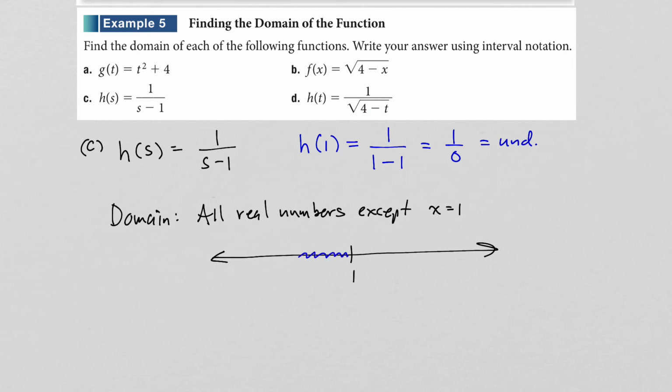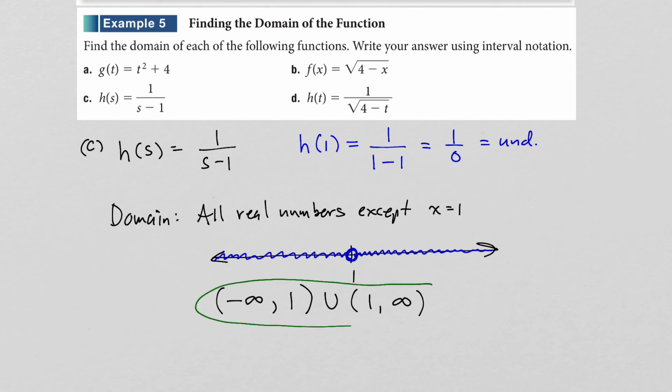And a way to put that in interval notation, we can plug in any number that is less than 1. We can plug in any number that is greater than 1, but we cannot plug in 1 itself, so we have an open circle there. And in interval notation, that would be negative infinity up to 1, not including, union 1 to infinity. This is how we would write the domain in interval notation. And that's really a complicated way of saying x cannot be 1.